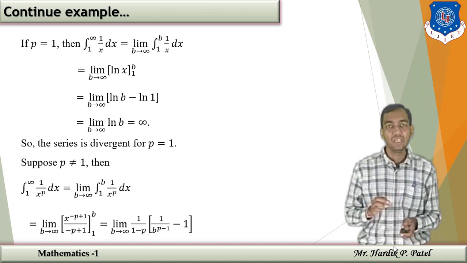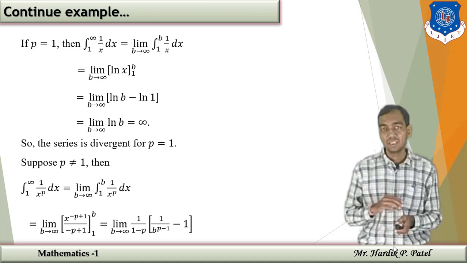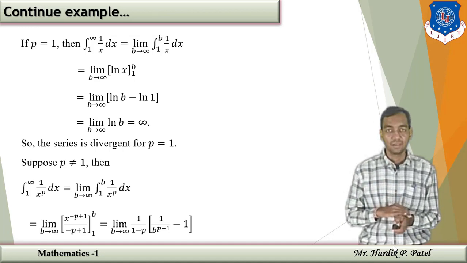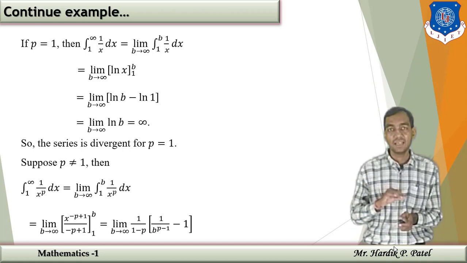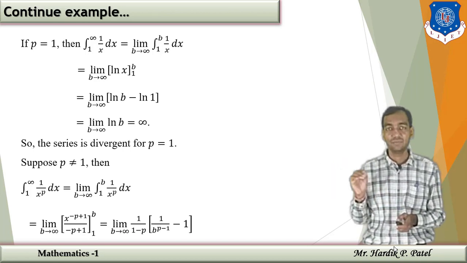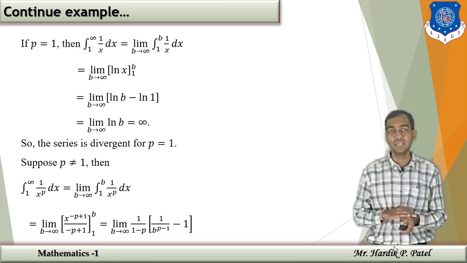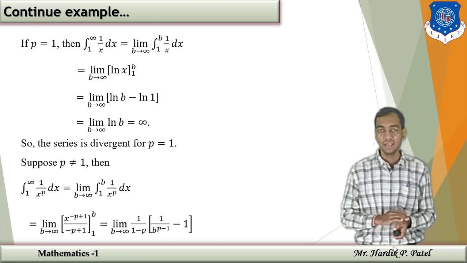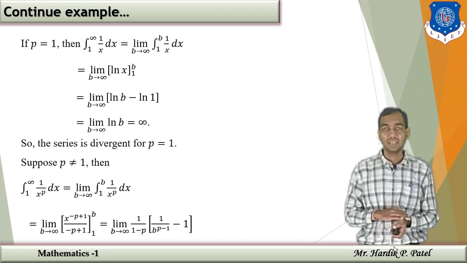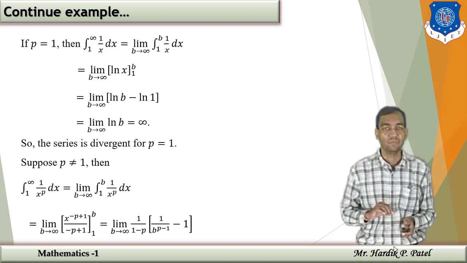Now, if P is not equal to 1, in that case we take the integration of 1 upon x raised to P, where the limit is from 1 to infinity. So, infinity is replaced with B and again applying limit B tends to infinity, integration 1 to B, 1 upon x raised to P dx. The integration of 1 upon x raised to P is x raised to minus P plus 1 upon minus P plus 1. Substituting the upper and lower limits, that will give you 1 upon 1 minus P into the bracket 1 upon B raised to P minus 1, minus 1.